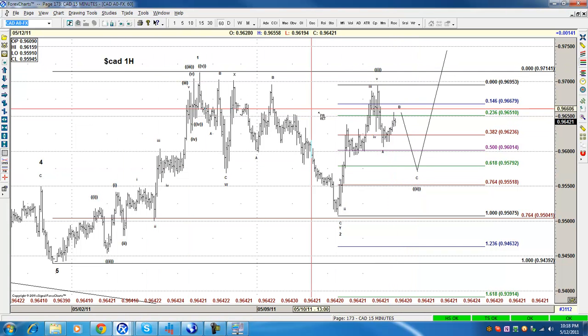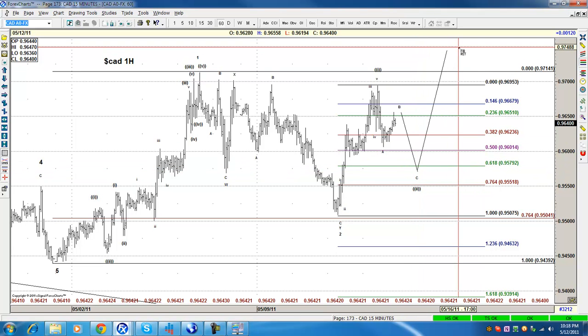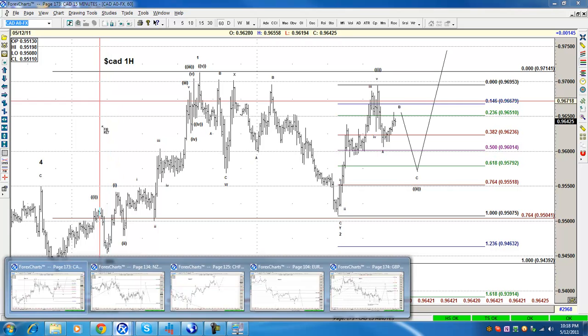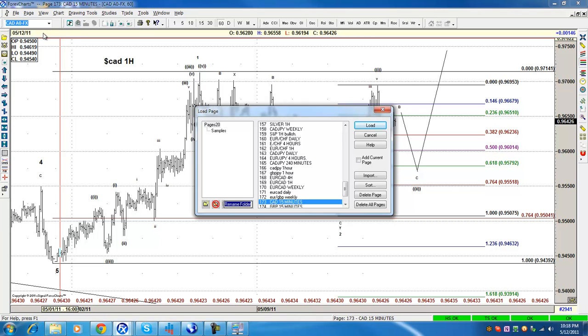CAD should get strong, should trade lower, and from here CAD should rebound when the oil and the dollar get into the wave 3. Alright, now let's keep going and see the final pieces of the SODC, the stocks. Let's go to the S&P.